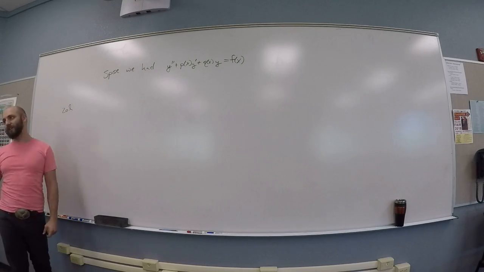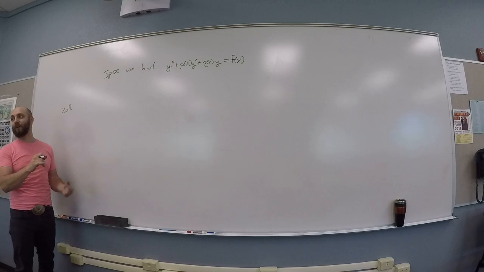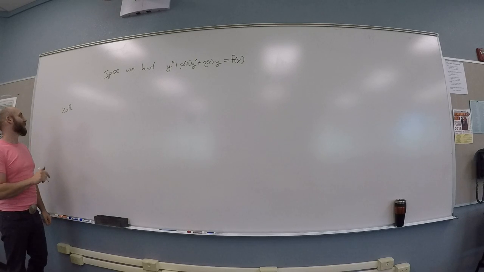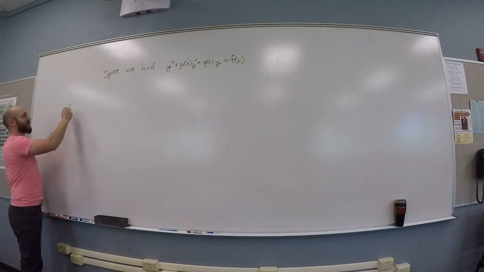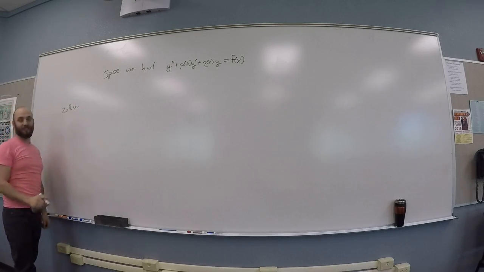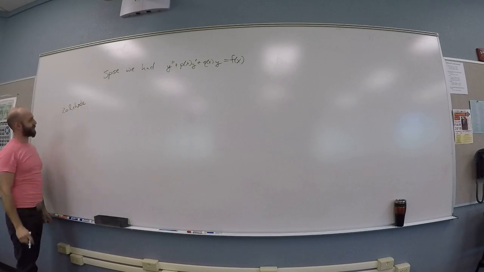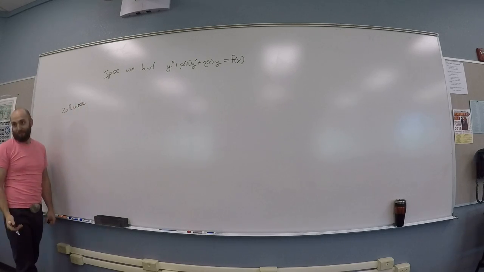Homogeneous and non-homogeneous are about whether it's a linear thing equal to 0 or a linear thing equal to some function of x. So this is a second order linear non-homogeneous ODE.